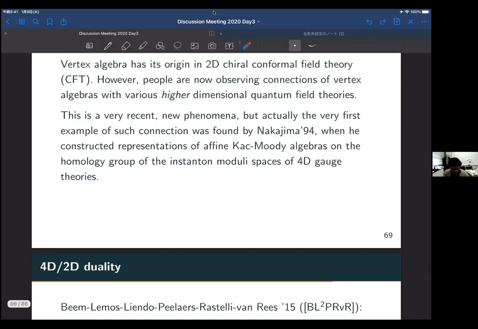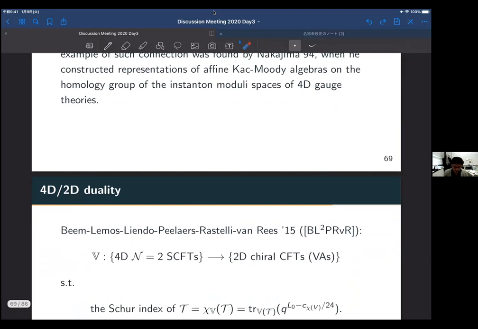Now, people, Beem et al., constructed a functor, or a map, from the category of four-dimensional N=2 superconformal field theories, whatever that means, to the category of vertex algebras.